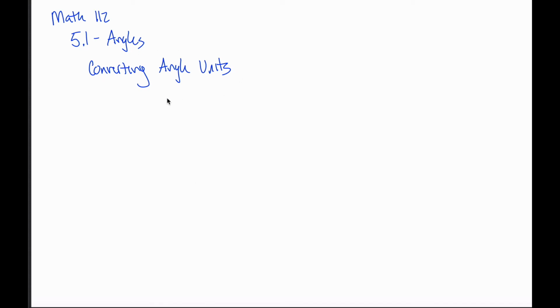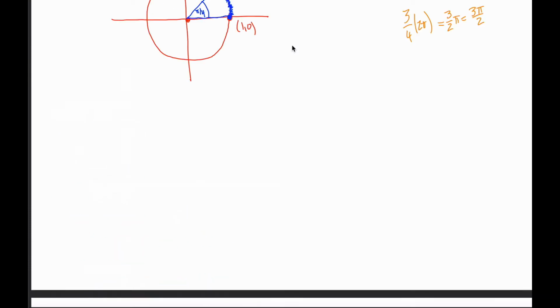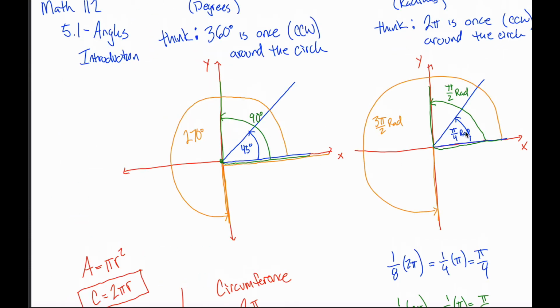So in the previous video, I talked about how there's two different units that we will use to measure angles in this class. They are degrees and radians, which we defined in the previous video. And the big takeaway was, for example, a 45-degree angle is the exact same as a pi/4 radian angle. They're just measured with different units.